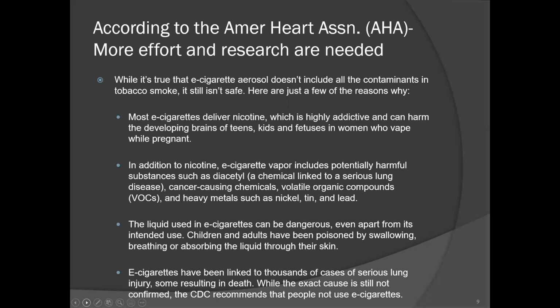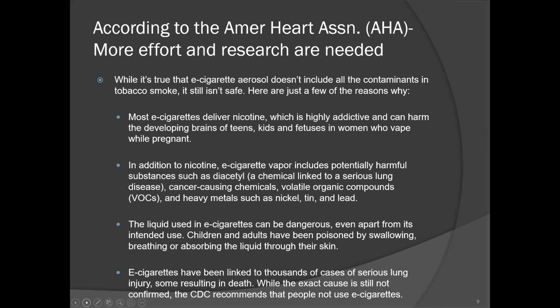So more effort and research are needed. While e-cigarette aerosol doesn't include all the contaminants, it still isn't safe. Looking at some of the specifics in this slide, most e-cigarettes deliver nicotine, so hence we've included it in this presentation. It's highly addictive and can harm the developing brains of teens.